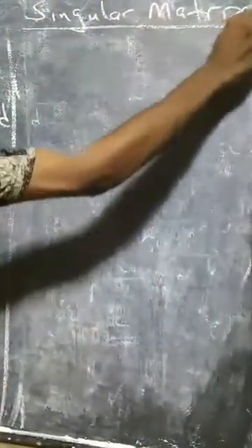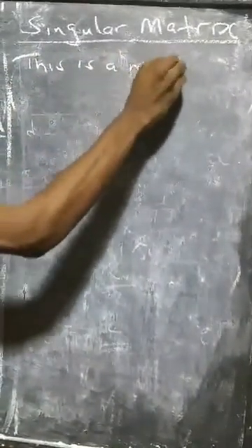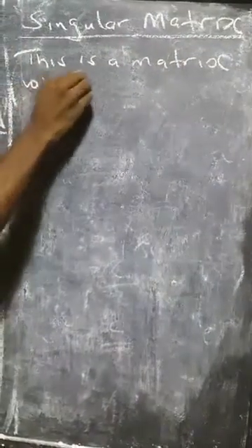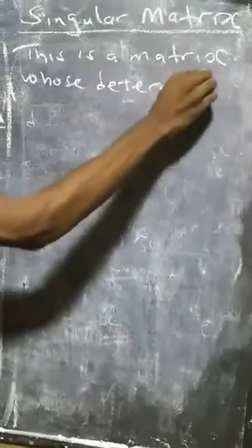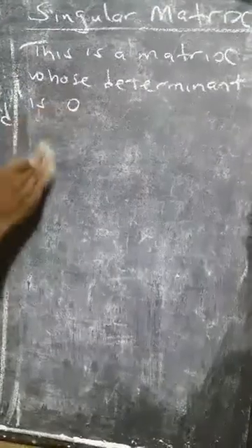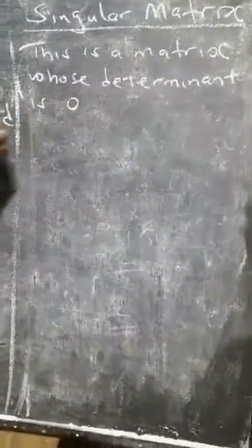So a singular matrix is a matrix whose determinant is 0. This is a matrix whose determinant is a 0.